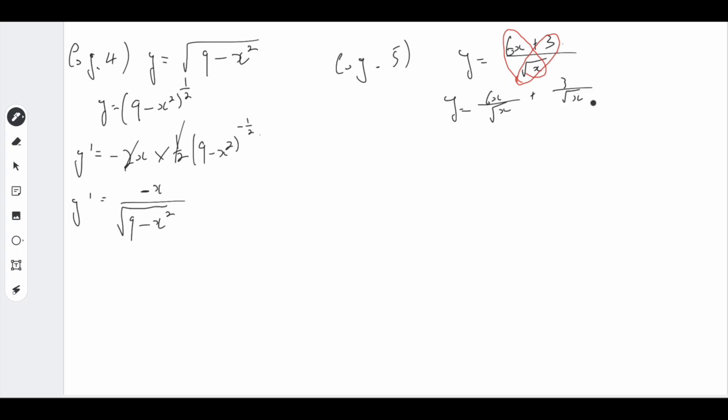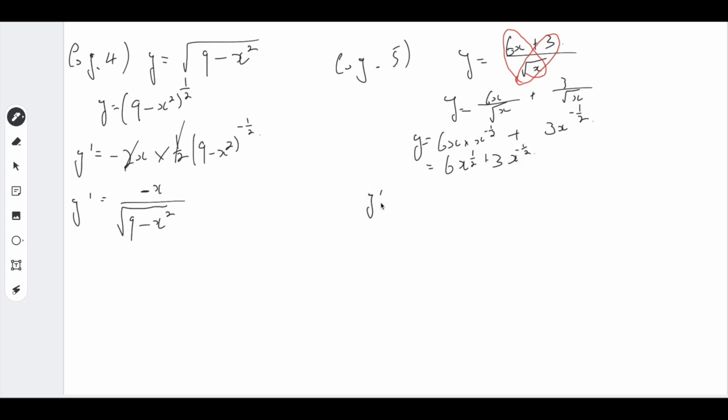And then now let's bring everything to the numerator. So y equals 6x times x to the power of minus a half. I've changed the square root to a half, and I've brought it up so it becomes a minus, plus 3x to the power of minus half. Let's just simplify that one last time. It becomes 6x to the power of a half plus 3x to the power of minus a half, okay?